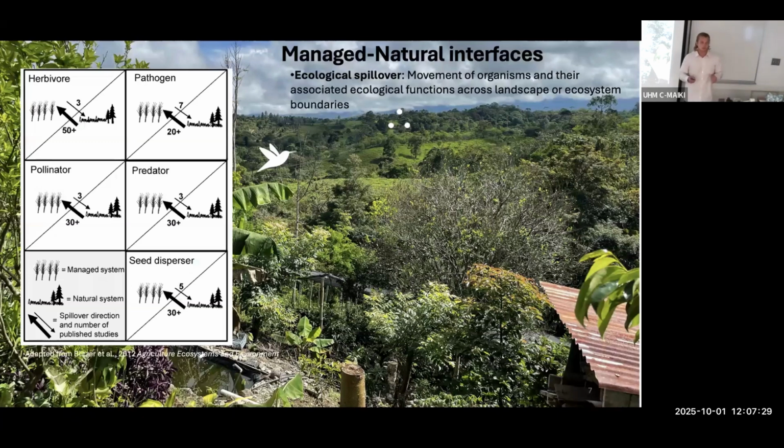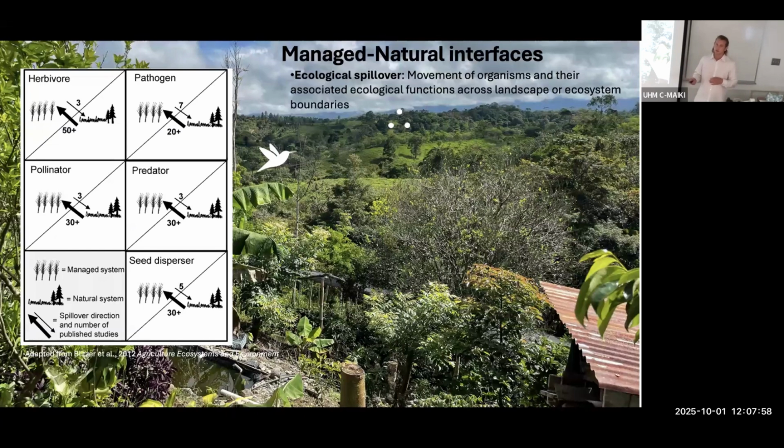Now, ecological spillover is not new. This has a rich history, but most of the work on this in the past has been sort of agronomically framed, at least in the context of agriculture and natural interfaces, where the natural system adjacent to your crop system can be thought of as a reservoir for things like herbivores, pathogens, pollinators, and predators that can move into your coffee and influence your crop system.